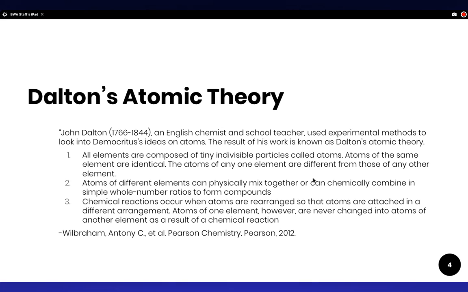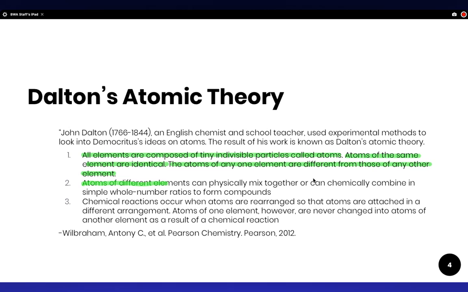And I would like you to write his atomic theory down because to this day it is mostly correct. The first one was all elements are composed of tiny indivisible particles called atoms. Atoms of the same element are identical, and the atoms of any one element are different from those of any other element, which this part we still know to be true. Almost.